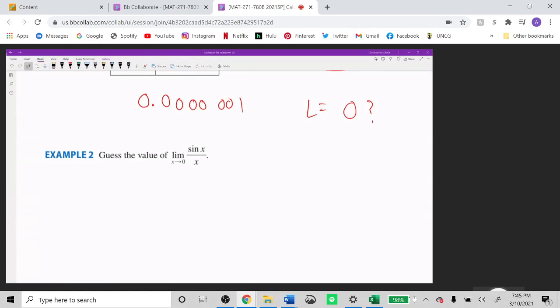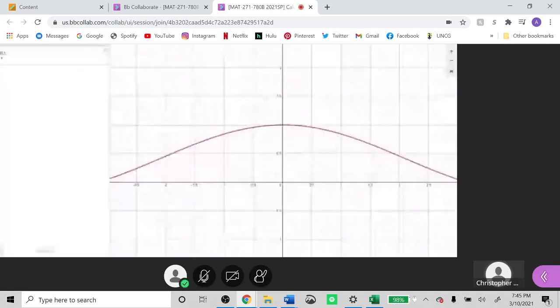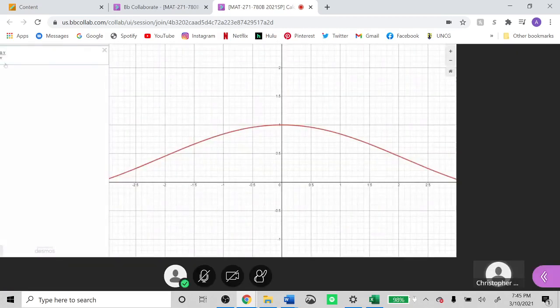Let me share a Desmos tab here. I wish there were a way to share my Desmos easier without unsharing and then resharing. Okay, I've graphed our function.